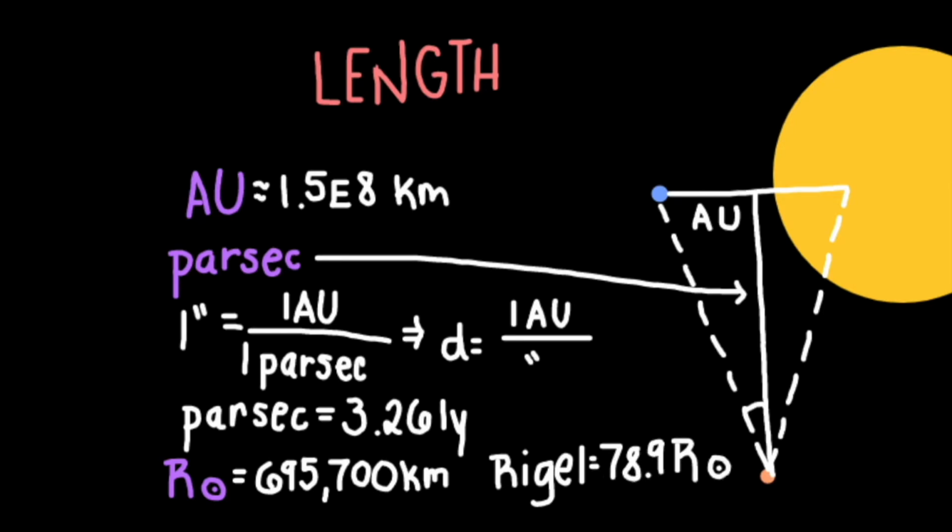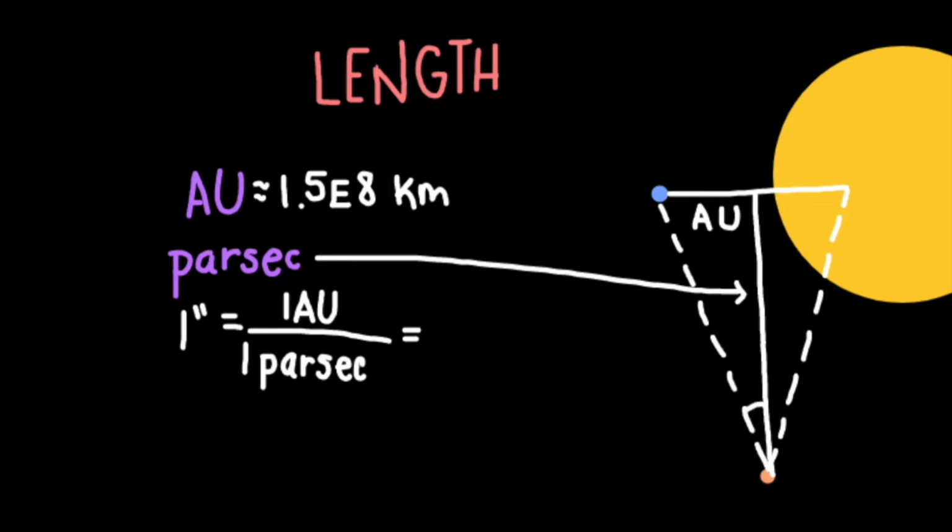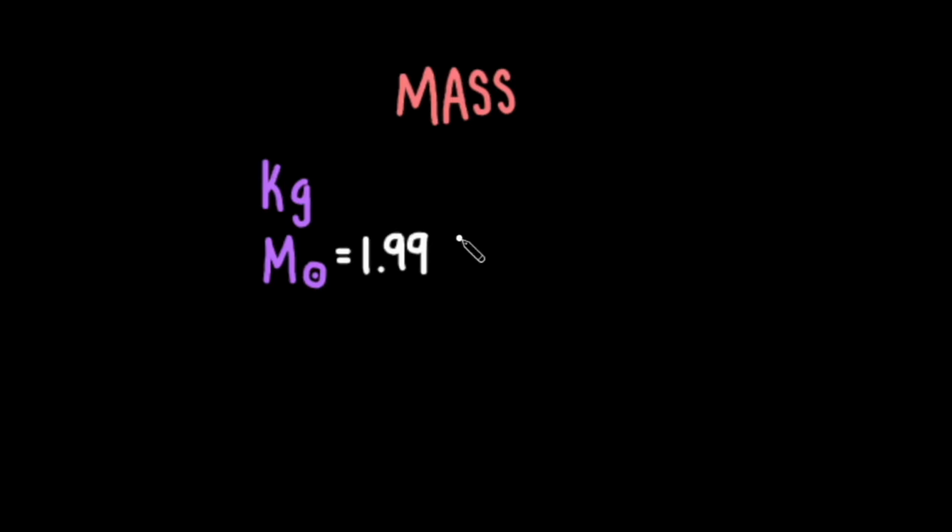So to summarize, the most common astronomy units of distance include AU, parsecs, kilometers, and when talking about the size of stars, solar radii. Units of mass. Kilograms. The SI unit for mass is kilograms. Solar mass. As I mentioned previously, we often use the sun as a reference point. 1 solar mass is equal to about 1.99 e to the 30th kilograms.